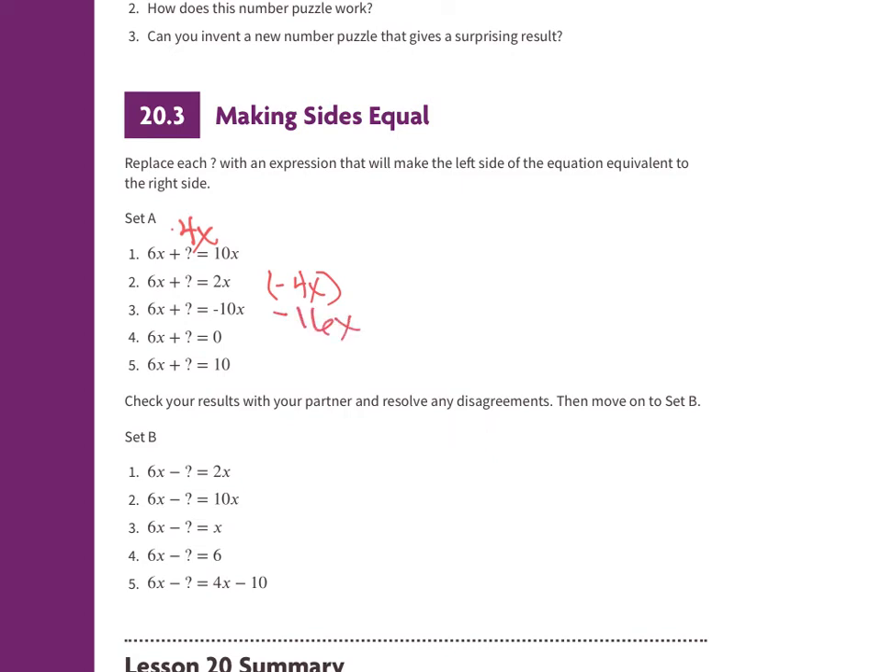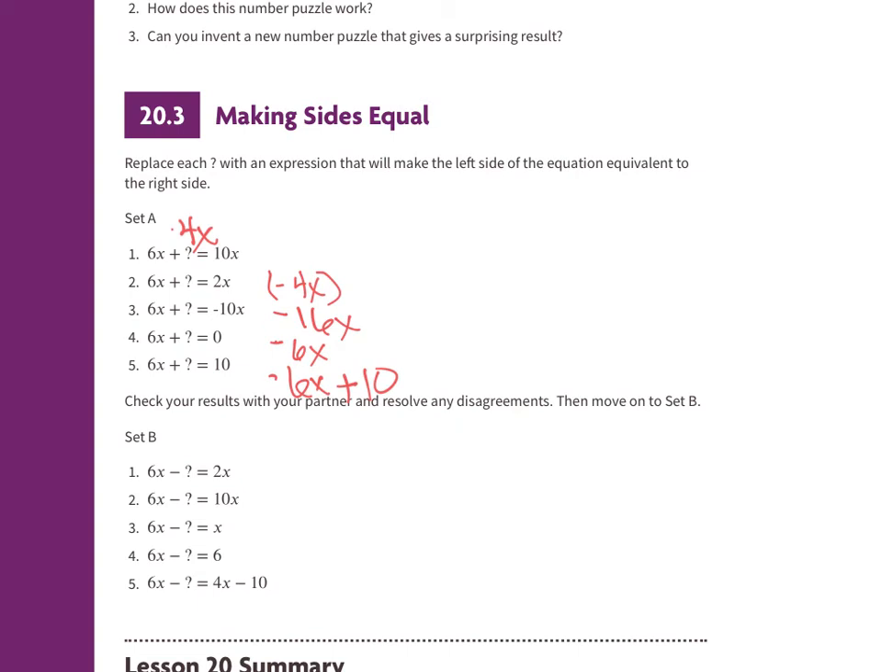6x plus what equals 0? Well, negative 6x. And 6x plus what equals 10? So this one's a little trickier because you've got to get rid of the x's. So we go negative 6x, that will give me 0, right? Plus 10. So it's going to have 2 parts to it. Okay? Same thing, set B, except for now they're subtraction problems.